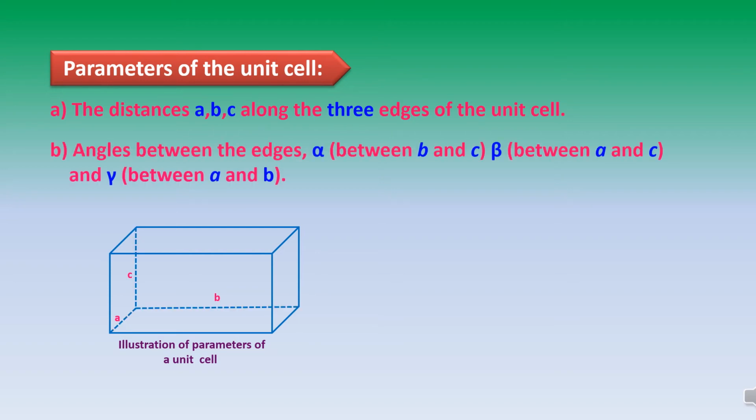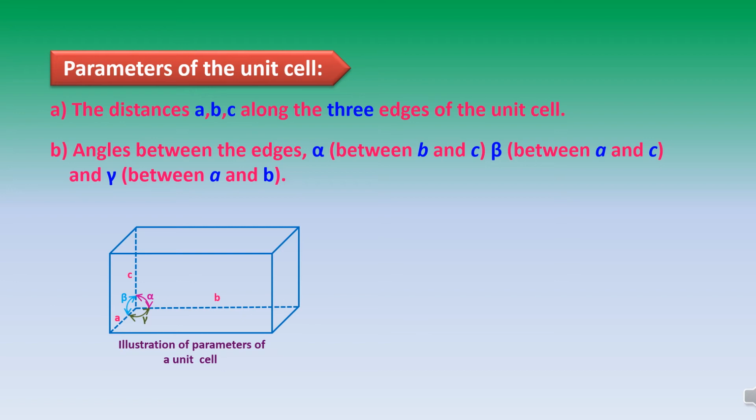And then angles, so interfacial angle we call it. So there are three angles, alpha, beta and gamma. Angles between the edges: alpha is between B and C, you can observe, and beta is the angle between A and C, and gamma is between A and B. Look at the diagram and you will come to know.